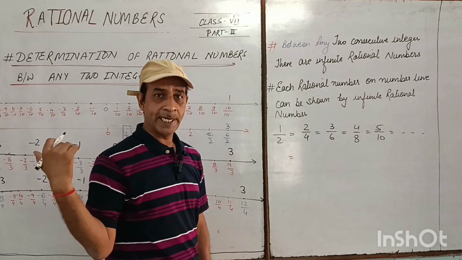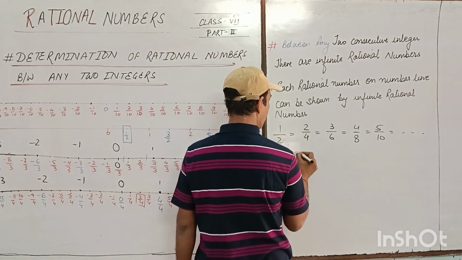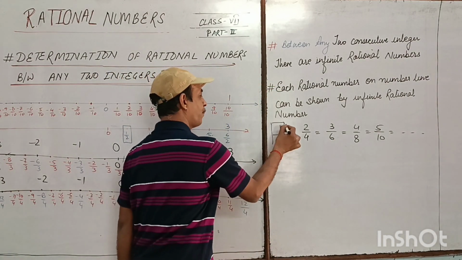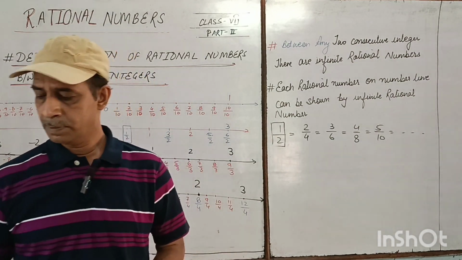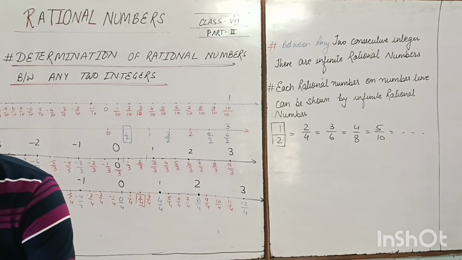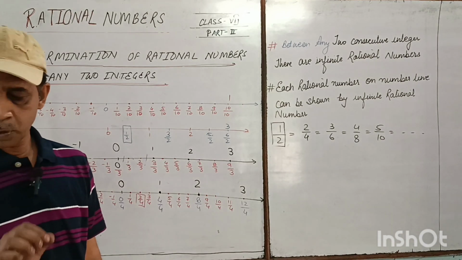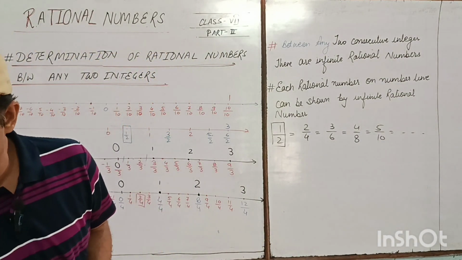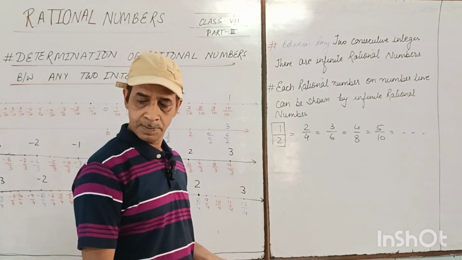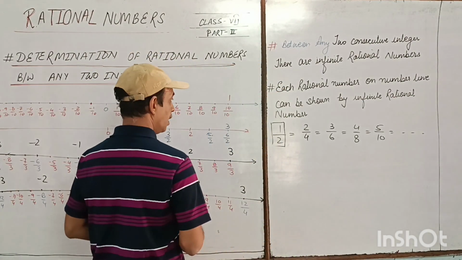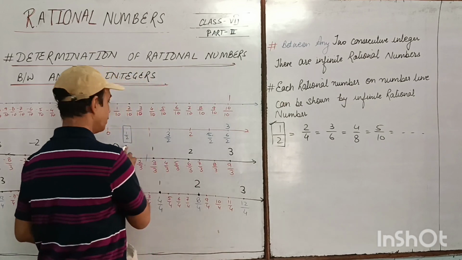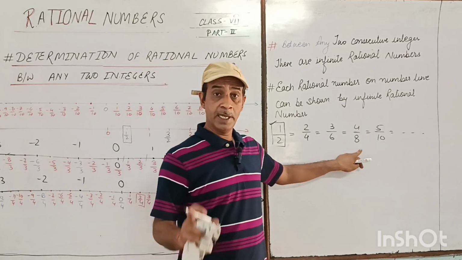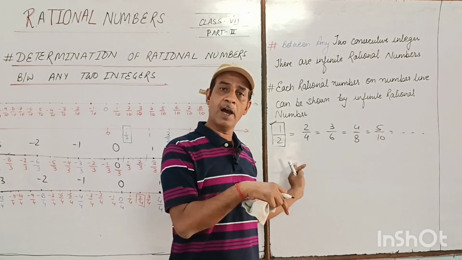Also, if you proceed on the negative side, it will be the same. I am talking about half among rational numbers. Getting it? That means one point on the number line. After this, what can you say? One point on the number line, half. This half is 2 by 4 also. 3 by 6, maybe the same half will be represented. 4 by 8, maybe the same half will be represented.